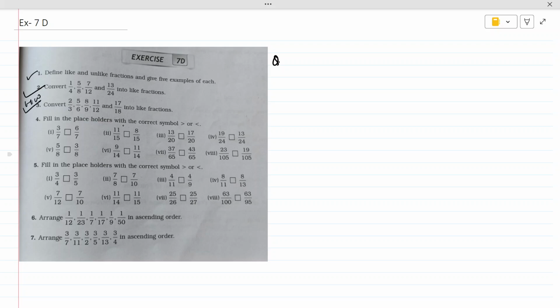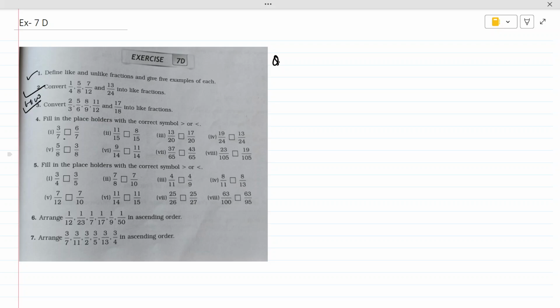Next, fill in the placeholders with correct symbol, greater or lesser. So kids, here, we know the rules, right? And I'm repeating the rules for you: if the denominator is same, then the number with the bigger numerator is bigger. If the denominators are different, we have to find the LCM first to check which number is greater or lesser here, right?